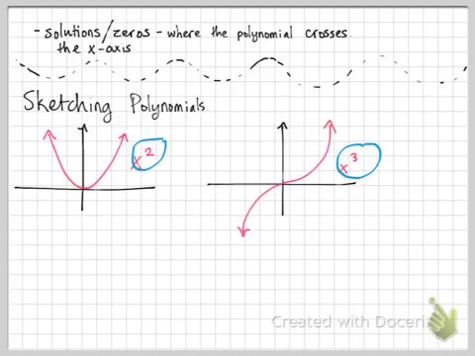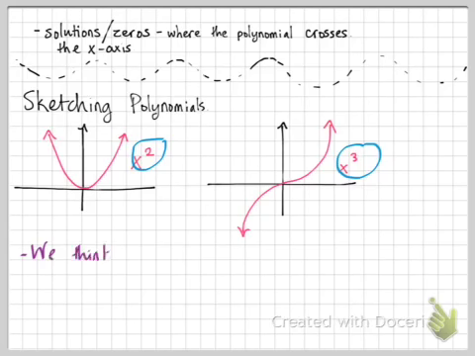See how x cubed has opposite end behaviors? Its little arrows point in opposite directions. All odd polynomials will ultimately end up going in opposite directions on either end. So x to the fourth and x to the fifth and x to the seventh, those will look like x squared and then x cubed respectively.